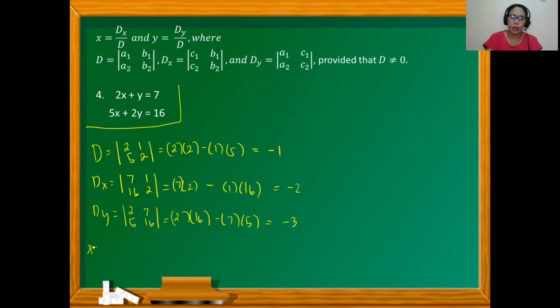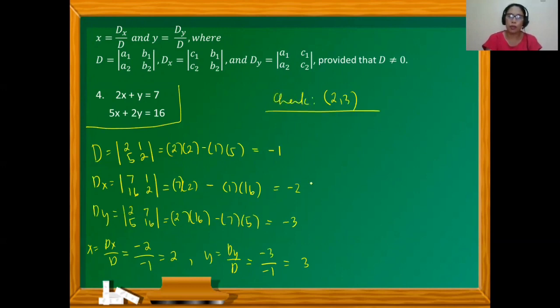So x is d sub x over d. So we have negative 2 over negative 1. So this is 2. While y is d sub y over d. So this is negative 3 over negative 1. So this gives us 3. So the solution here is 2, 3. And we have to check if 2, 3 satisfies both equations.